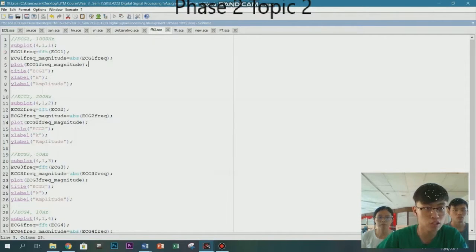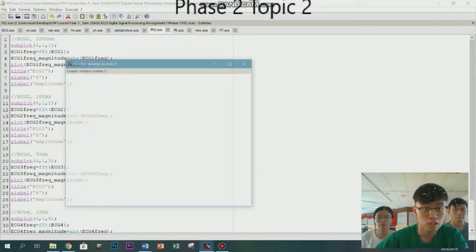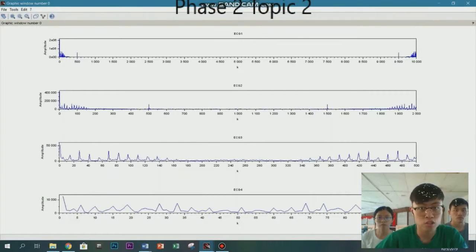So we are using the FFT, which is actually the fast version of the discrete Fourier transform. After the Fourier transform is done, we use the ABS, which means the absolute value of the FFT that has been computed. So we plot it. You can see that this is ECG 1, 2, 3, 4.